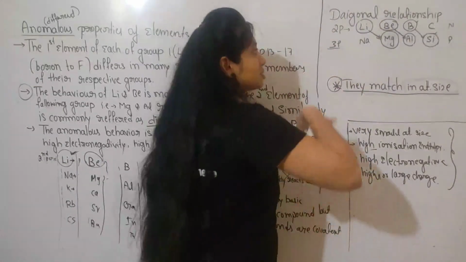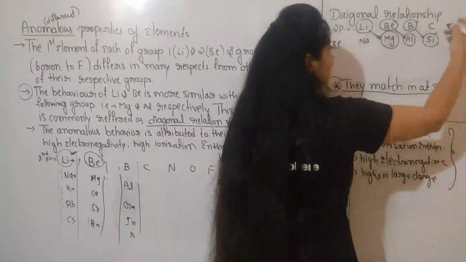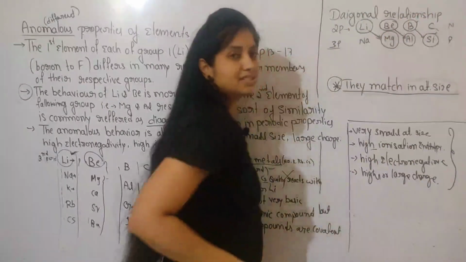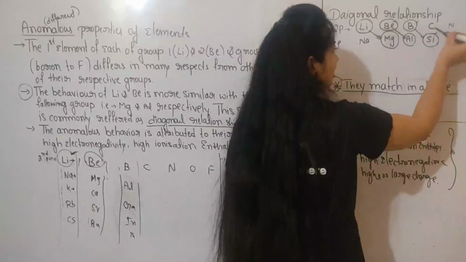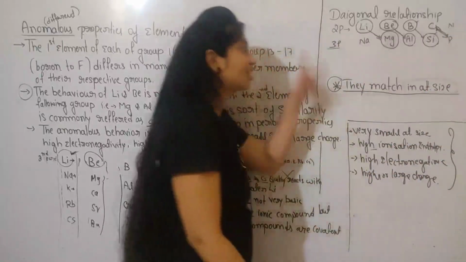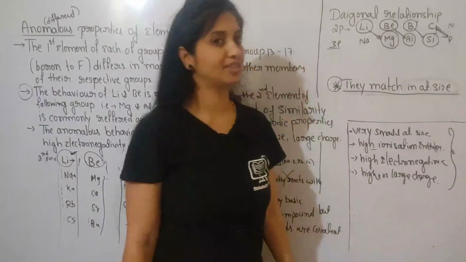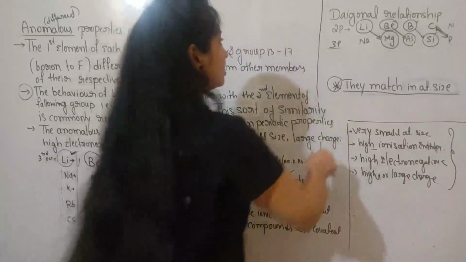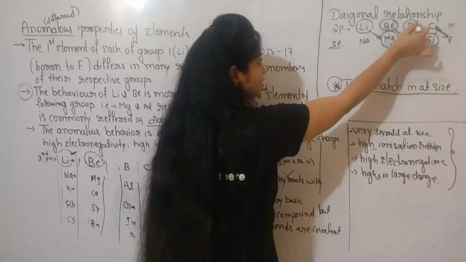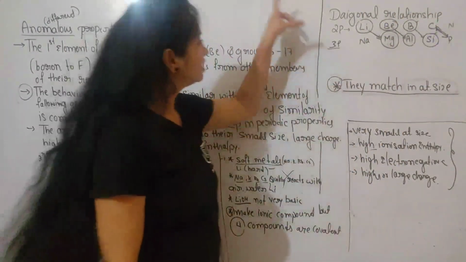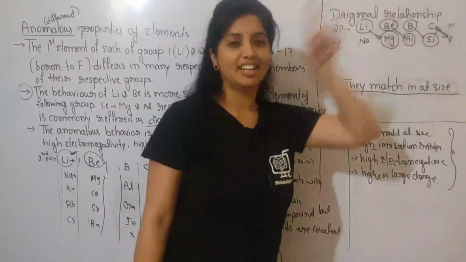The diagonal relationship is not exhibited by all diagonally placed elements. Carbon and phosphorus do not exhibit the diagonal relationship. Carbon shows different properties and phosphorus shows different properties. Just remember, in these pairs only, lithium and magnesium, beryllium and aluminium, boron and silicon, we have to observe the diagonal relationship.